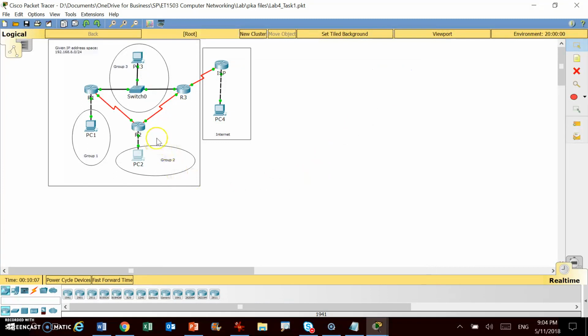We are left with one more network, which is the internet. For the internet, we will use a default route and a static route to configure it. So we will do that in the next video.